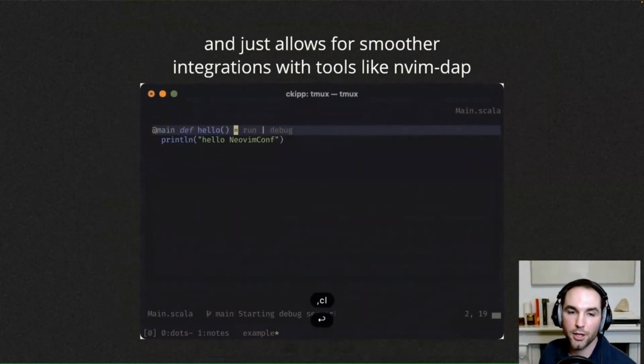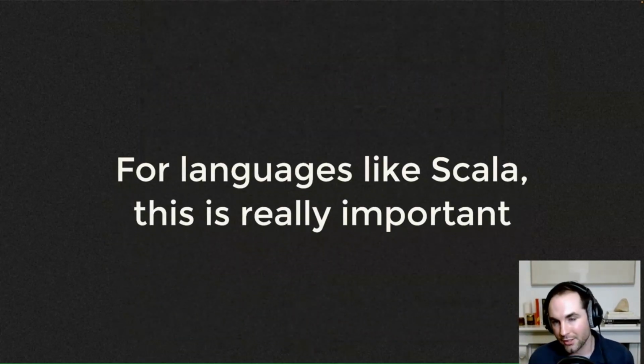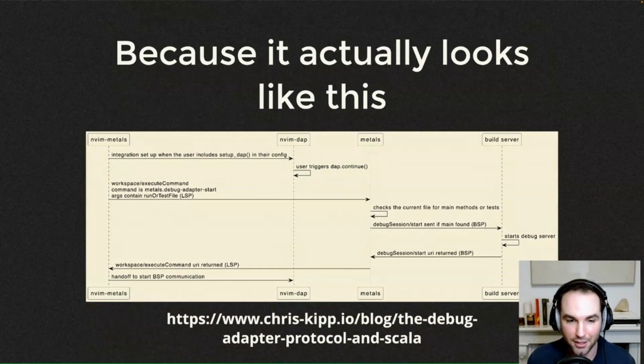I also talked about smoother integrations with nvim-dap. And I want to reiterate that for languages like Scala, this is super, super important because debugging on the JVM kind of sucks. Because in reality, it actually looks something like this. And I actually wrote a big blog post about how it works in Scala, specifically with Metals. This is probably pretty small to see, but just to give you a rundown, like we saw earlier, if you want debugging inside of your configuration, you just call setup DAP. And what that's actually doing is telling Metals, hey, this client supports debugging.